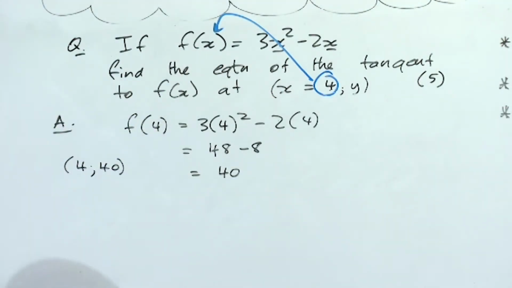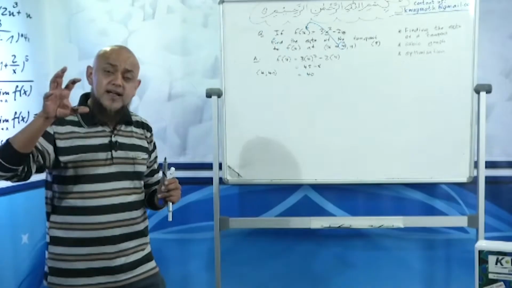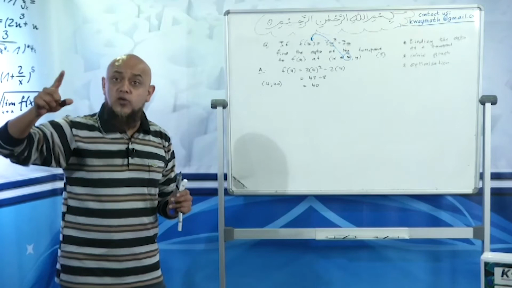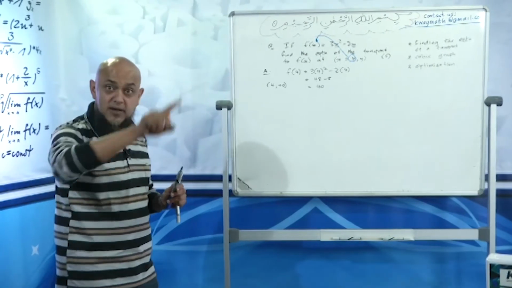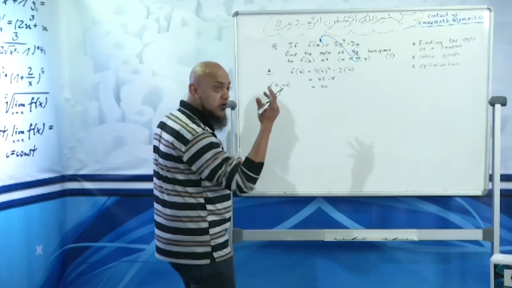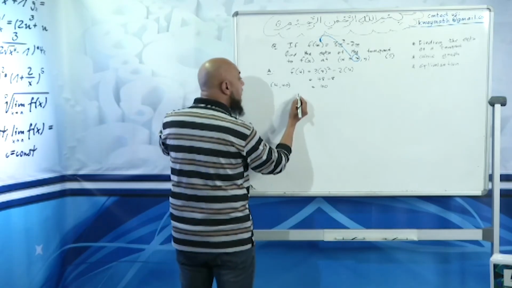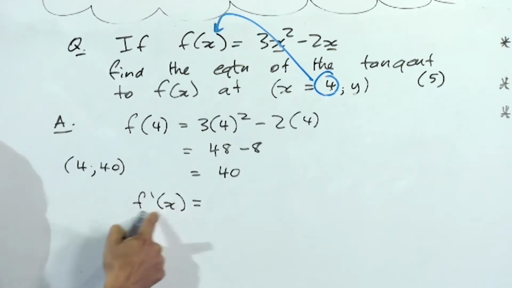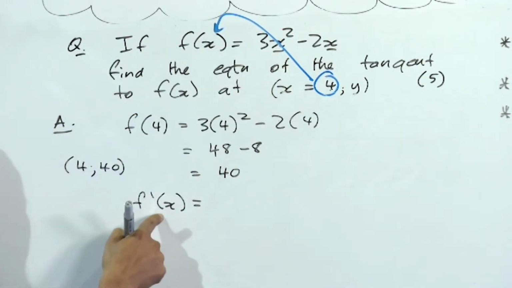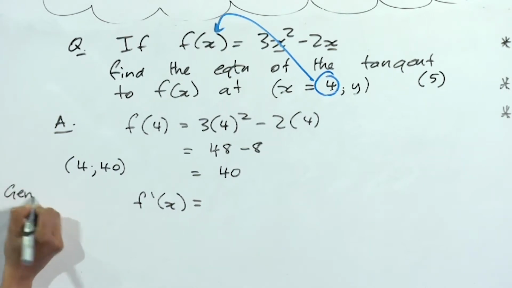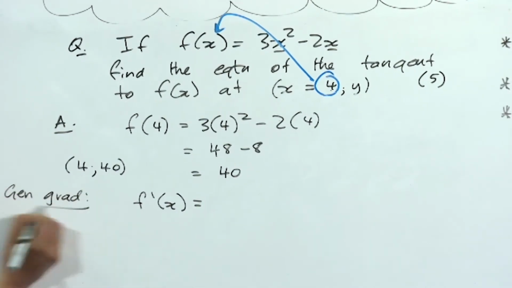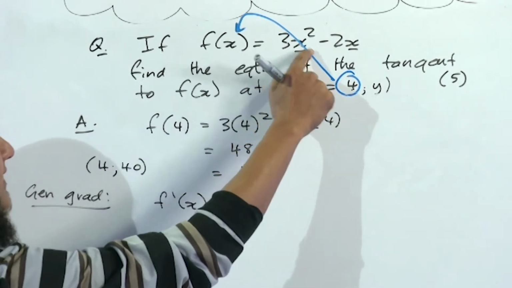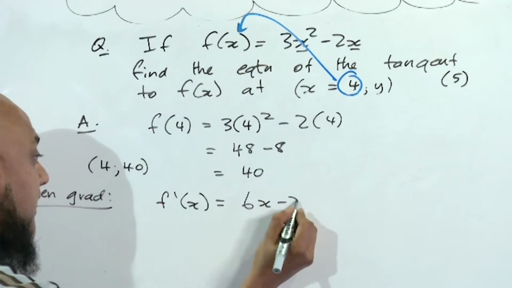Okay. Now we need to find the gradient, and I told you guys from the start that the word calculus means gradient. So we want to find out the general gradient on that parabola first. What do we use for general gradient? We're now going to use f dash x. So f dash x is equal to the derivative of the original, which gives us the general gradient. The general gradient on f of x is going to be, using the derivative, 2 times 3, 6x minus 2.